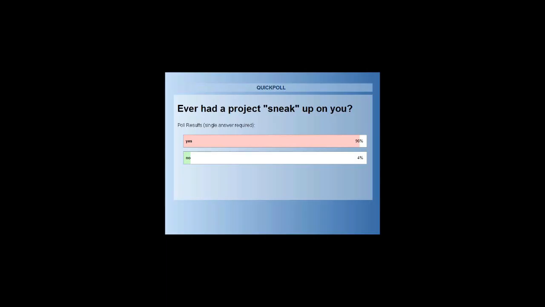Let's see those results. Wow. 96% said yes. So I would like to first of all thank you for your honesty, because I know that can sometimes be a difficult thing to really ask yourself and admit, I've had projects sneak up on me, but that's all part of the learning curve. So I'm going to hire the 4% who said no, or maybe we'll avoid the 4% who said no because maybe we're not being honest. I'm not really sure yet. But yeah, so we've all had this happen.